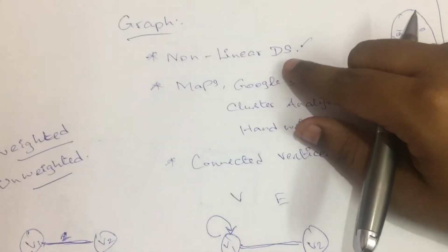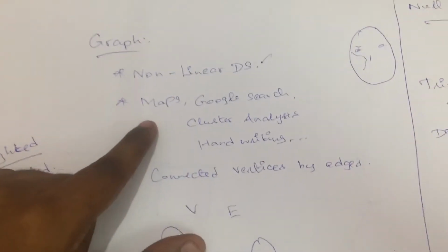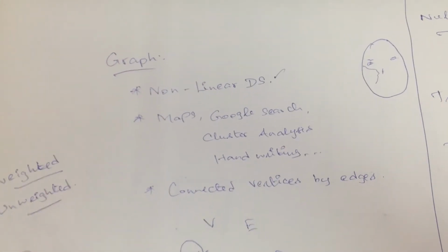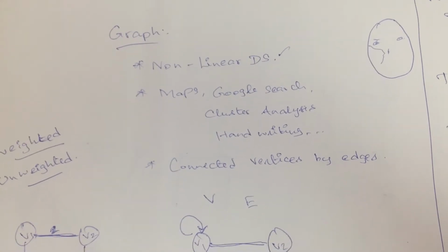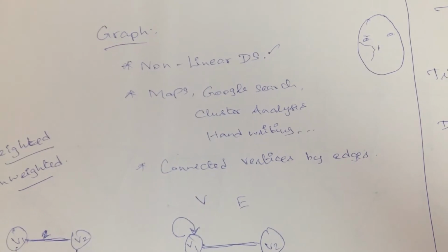So a graph is nothing but a nonlinear data structure, and some real-time examples are Google Maps, the Google search engine, cluster analysis, and handwriting recognition. Even you can say a lot of examples where you are going to use something like a portrait photograph or portrait video or whatever it can be, right?